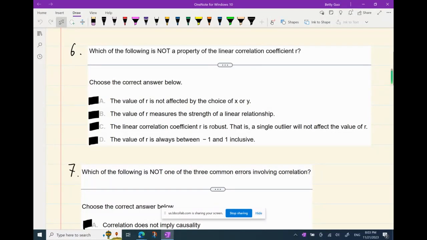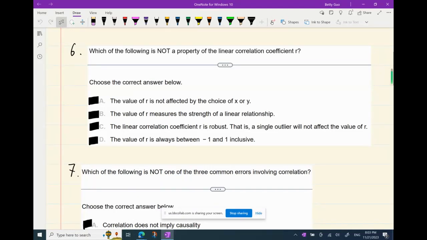R is not affected by the choice of X or Y. It means if you switch X and Y, you have two variables, right? If you let the first variable be X and the second variable be Y, you get a value of R. The R value would be the same if you let the second variable be X and the first variable be Y. Based on the formulas, it is symmetric. That's why the hypothesis test is a two-tailed test. Everything is symmetric. So A is correct.